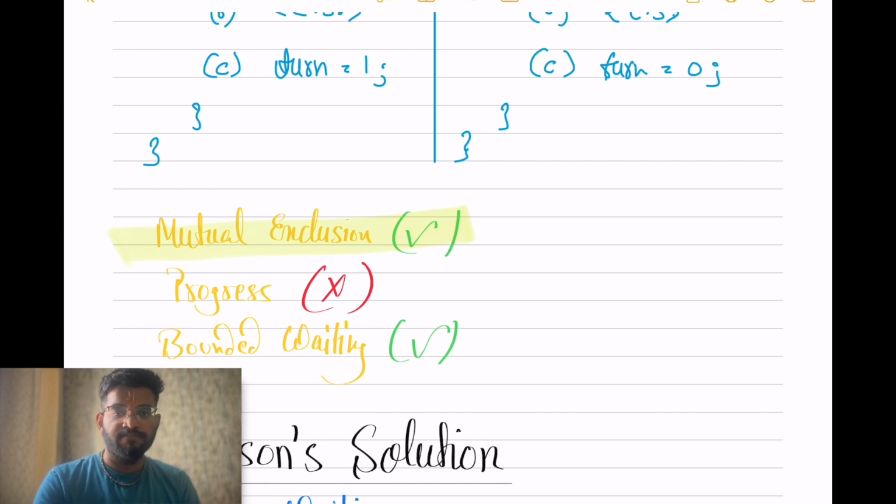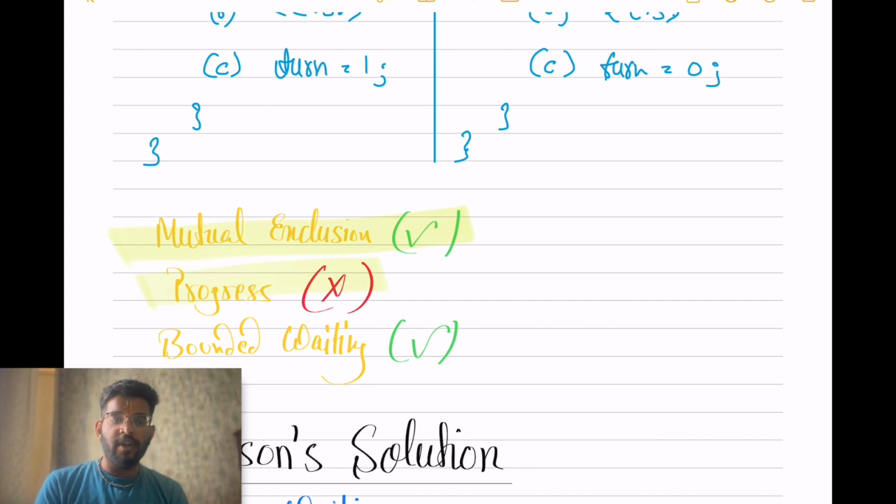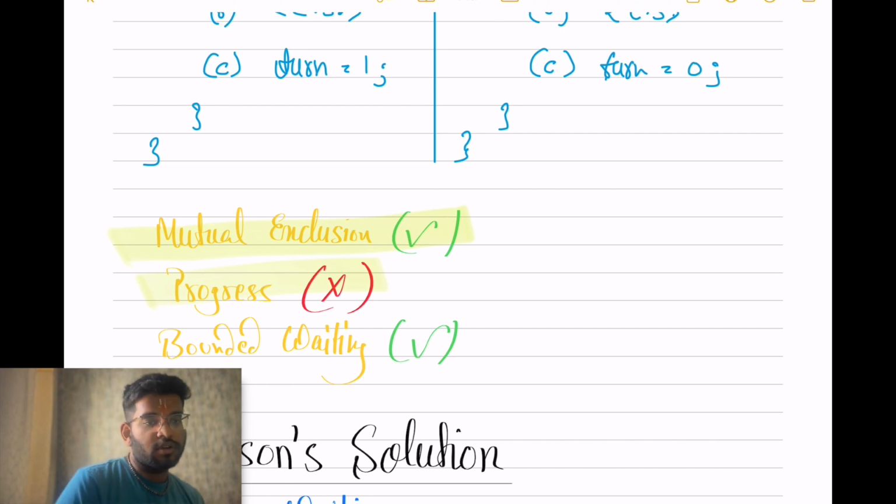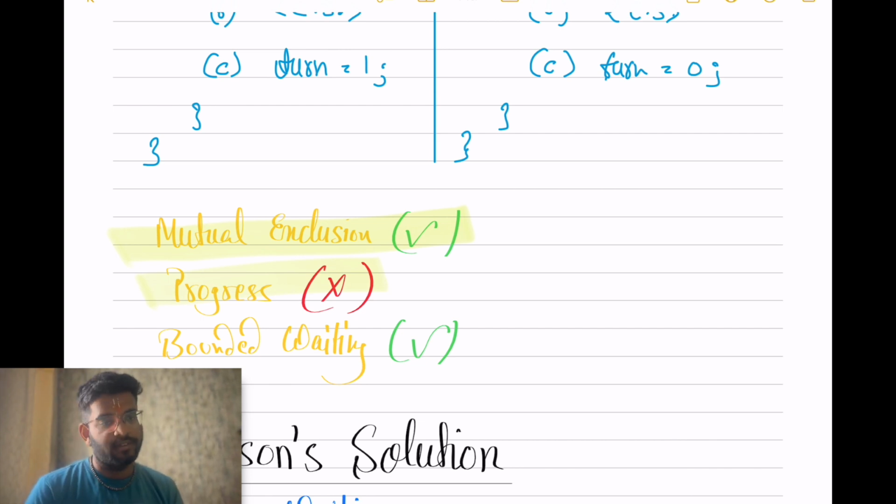And progress is violated. If P1 wants to use the critical section, but the turn is of process P0, and P0 does not want to access the critical section, then P1 has to wait indefinitely, or until P0 wants to access the critical section.